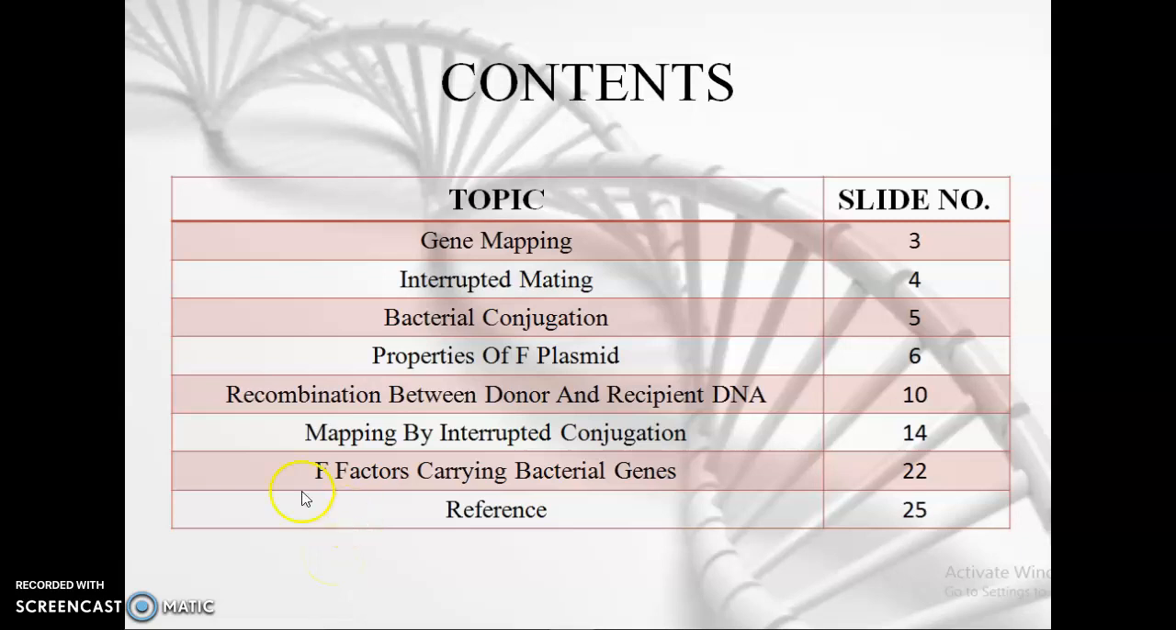So, these are the topics that we'll be discussing in this presentation: gene mapping, interrupted mapping, bacterial conjugation, the properties of F plasmid, recombination between donor and recipient DNA, mapping by interrupted conjugation, F factors carrying bacterial genes. So let's move on with our presentation.